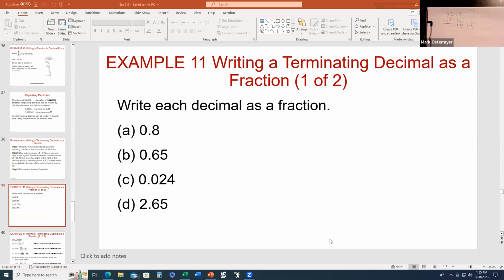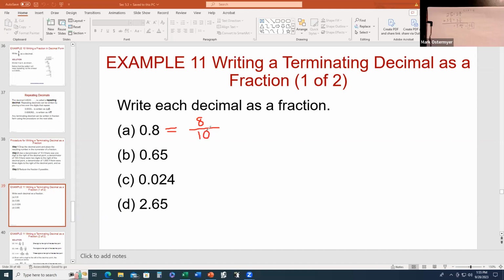So 0.8. Drop the decimal point and put 8 in the numerator. What's my denominator going to be? Now, based on what we've seen in the previous screen, there is only 1 digit to the right of the decimal point, so this would be over 10.